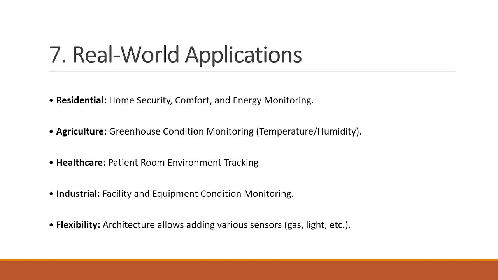Real world applications. This project has numerous real-world applications. In residential settings, it provides home security and comfort monitoring. In agriculture, a similar system monitors greenhouse conditions. In healthcare, it can track patient room environments. In industries, it enables equipment and facility monitoring. In a smart city, a scaled version can monitor public spaces. The architecture is flexible enough to add more sensors like gas detectors, light sensors, or cameras. This demonstrates how IoT creates value across multiple domains.